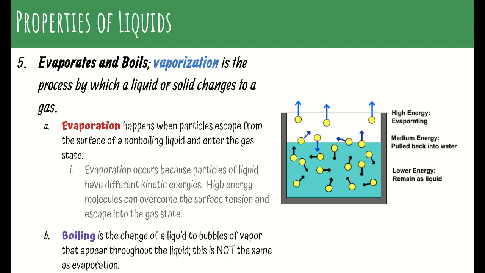If you think about boiling first, boiling is just changing your liquid into bubbles of vapor that appear throughout the liquid. The boiling is happening under the surface. If you're boiling a pot of water and you get those little bubbles along the bottom, that's the boiling. When they come up to the surface and they're released, the water vapor is released, that's your evaporation. Evaporation is when the particles of gas actually escape from the liquid. Boiling is when those particles of gas are just formed within the liquid.